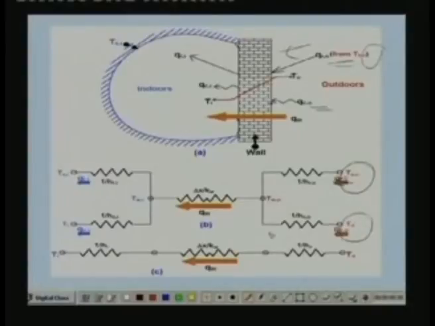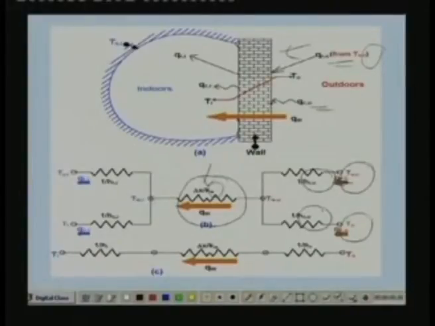Radiation is taking place from a radiant source at temperature TSO, and convection is taking place from the outdoor dry bulb temperature T subscript O. 1 by HRO is the resistance to radiative heat transfer, and this is the resistance to convective heat transfer on the outer surface side. Through the wall the heat transfer is by conduction, so this is the conduction resistance, where delta X is the thickness of the wall and Kw is the thermal conductivity of the wall material.